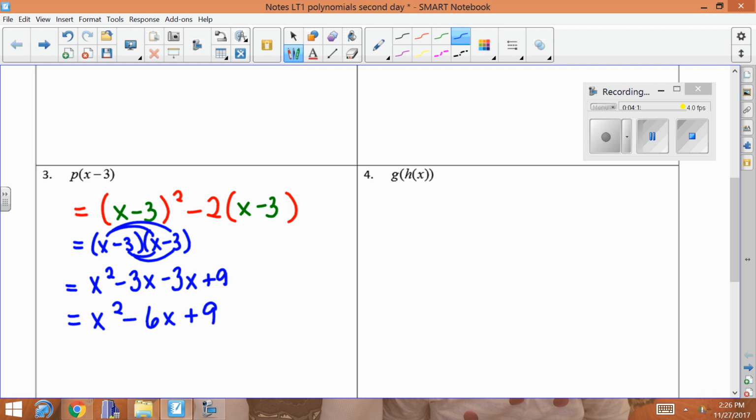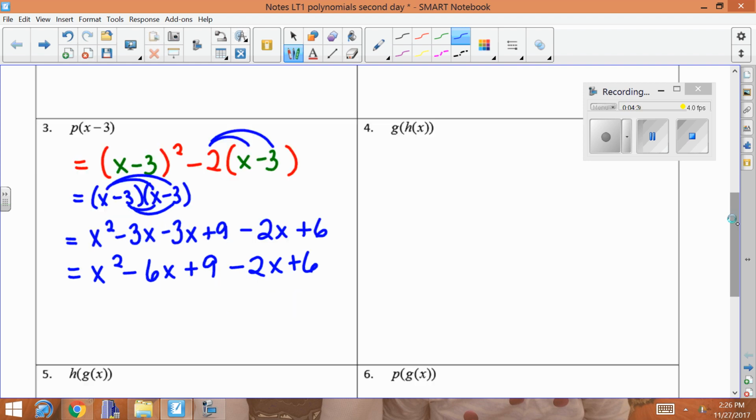Now on the next one we have to go through and just distribute here, but be really careful. You want to make sure you're distributing a negative 2. So that gives us a minus 2x and a plus 6. I'm just going to carry that down here. So now at the end we just want to combine our like terms together. We have an x squared. Right here a negative 6 and a negative 2 can combine together to give us the negative 8x. And then the 9 and the 6 together give us the plus 15.